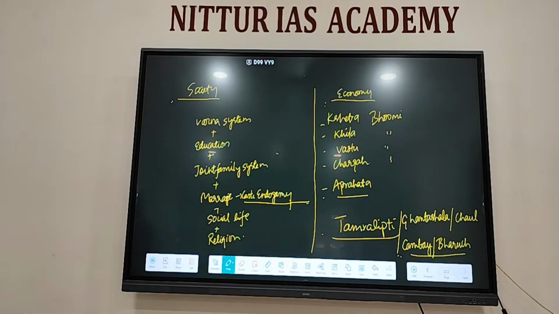The presence of guild system. The presence of guild system became more, and guild institution became more powerful. Guild system became more powerful.